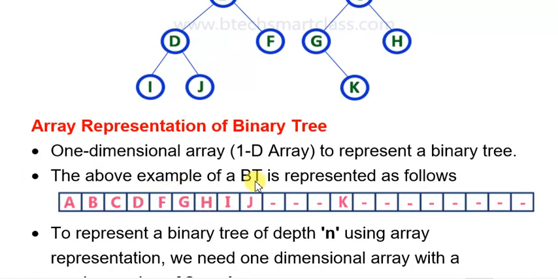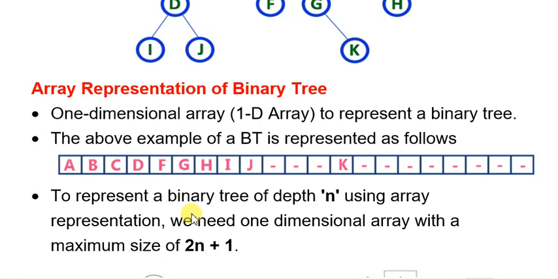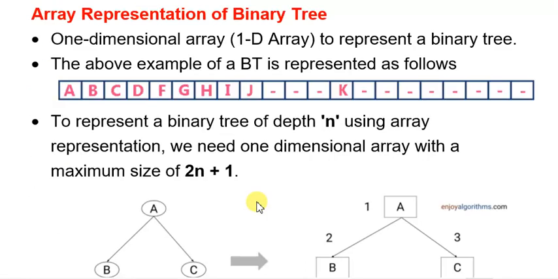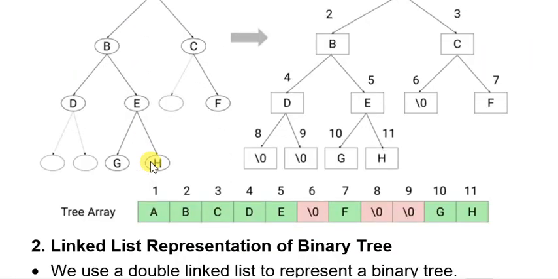The above example of the binary tree is represented as follows: A, B, C, D, E, F, G, H, I, J, then we have a blank, K. To represent a binary tree of depth n using the array representation, we need a one-dimensional array with a maximum of 2^n + 1 elements.